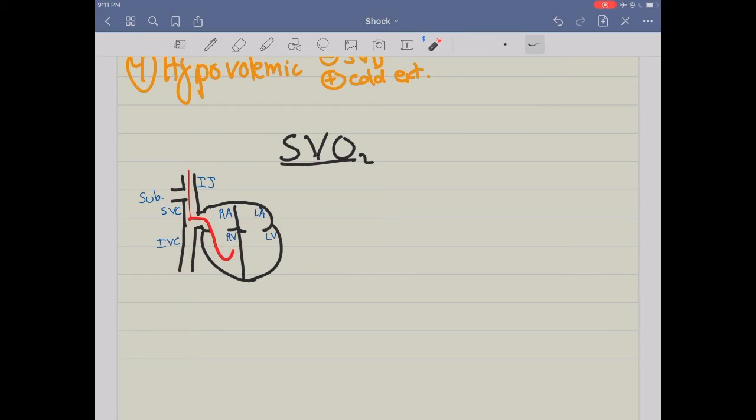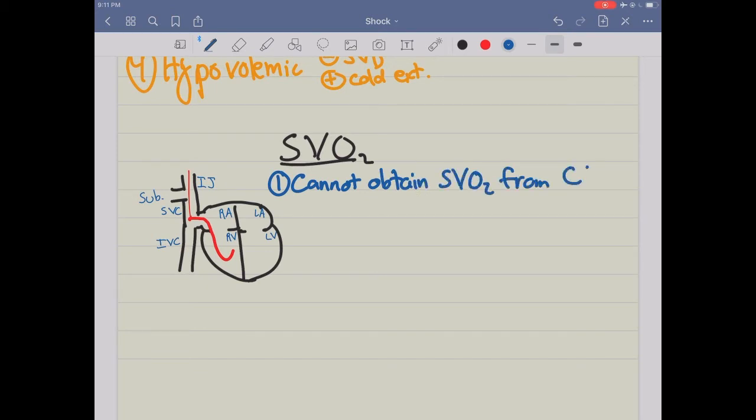This is where we would like to measure an SVO2, and I'll go over that in a second. There's a couple of rules that we have to follow beforehand. The first rule is that you cannot obtain an SVO2 from a central line. Okay? And the second thing is you must obtain an SVO2 from your Swan-Ganz catheter. Okay? I'm really emphasizing this point.